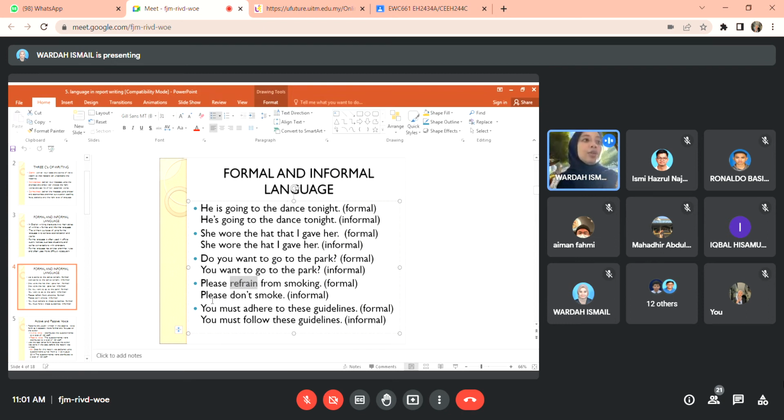Okay. So you must adhere to these guidelines. You must follow these guidelines. Macam this one. You must follow this guideline. You kena ikut peraturan ni. Kalau formalnya, you sila patuhi. Patuhi tu kita tukar. Okay, ikut tukar pada formal, patuhi. So that's what it meant by formal and informal language. Okay, so in your proposal as well as your report nanti, you must write using formal language.